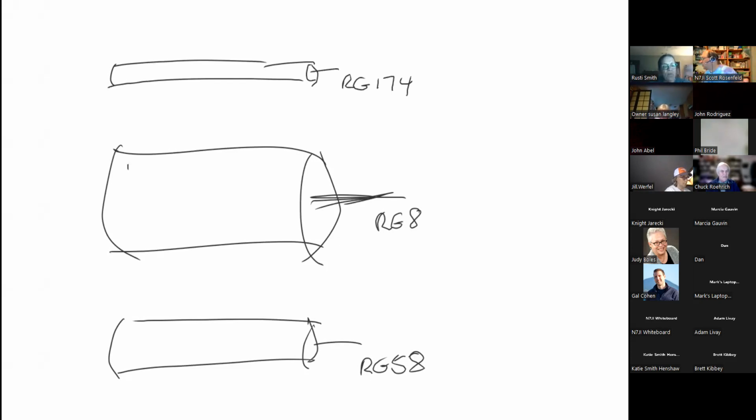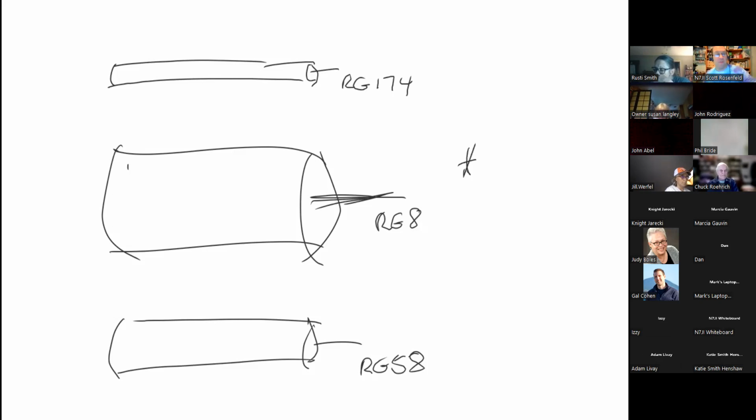Which one is going to work best for transmitting power at any frequency? RG8, because it's physically the biggest. All right, which one's going to weigh the most and be the most expensive? RG8, right? RG174 is going to be very lossy, and as your frequency goes up, it's going to be basically unusable. In addition to that, which one is going to be able to handle the most power? RG8, that's right. So for high power applications, you would typically use RG8.